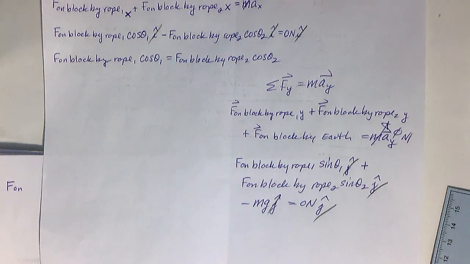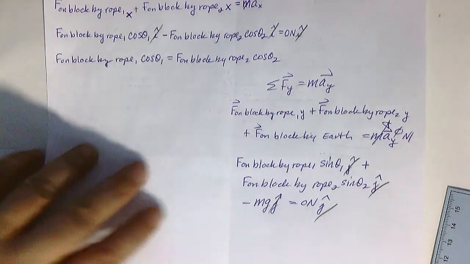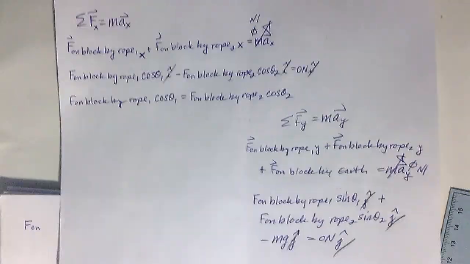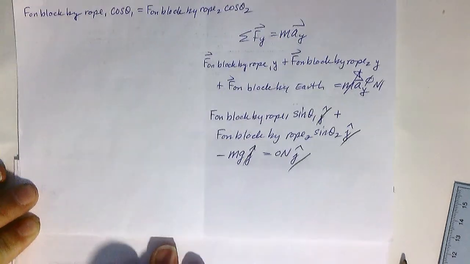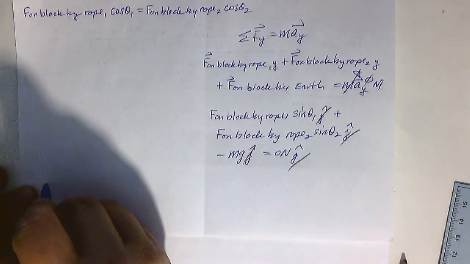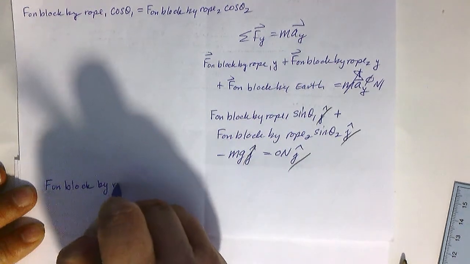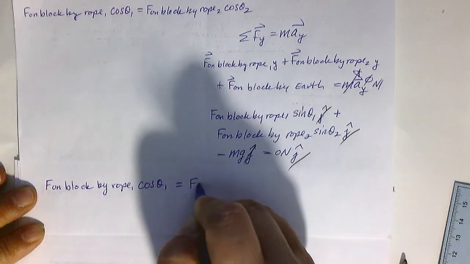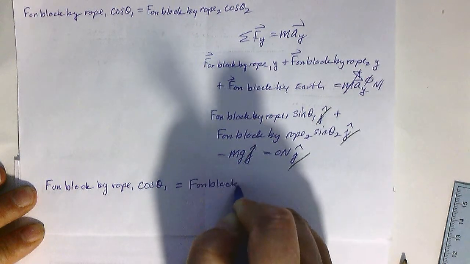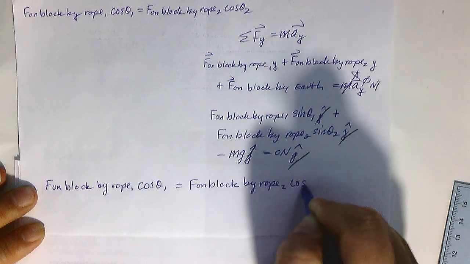Okay, so now we have our two equations and our two unknowns. We're going to go ahead and rewrite these equations so that we can see what we have. Okay, so I'm going to write it here. I have force on block by rope 1 cosine theta 1 is equal to force on block by rope 2 cosine theta 2.